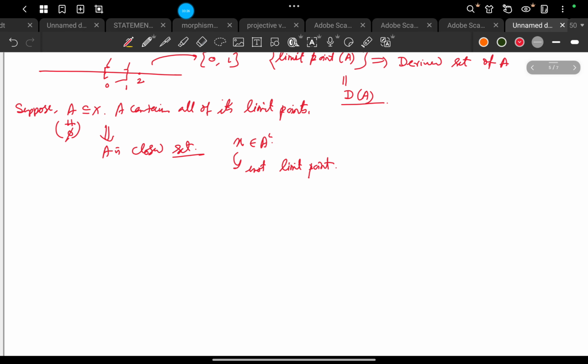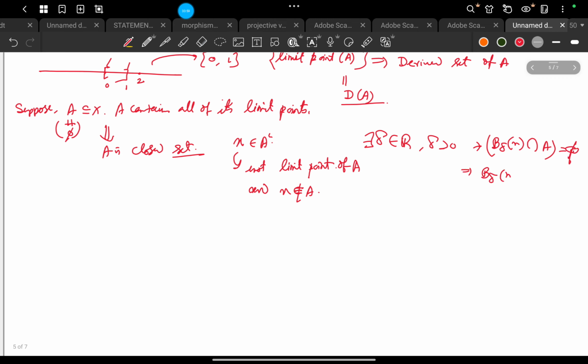So as small x is not a limit point of A, there exists delta belonging to the real numbers, delta larger than 0, such that B delta x intersect capital A is completely phi. We have already said that x is in A complement, so x is neither a limit point, and of course x doesn't belong to A. So that means B delta x is completely inside phi. That means B delta x is inside A complement. So A complement is an open set.